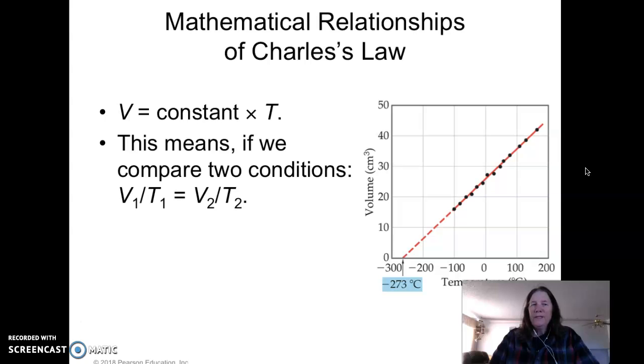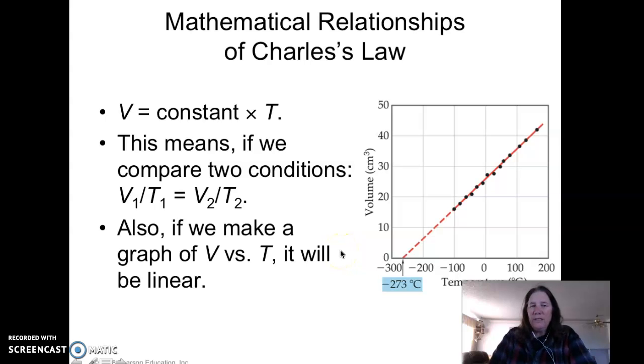Okay, so if you're looking at a formula, the volume 1 divided by the temperature 1 equals the volume 2 divided by the temperature 2. And again, you just use this formula, manipulate it till you find what you need to know. Okay, and again, the graph would be linear because it's a direct. So remember when we did Boyle's, it was down this way. That was inverse. This one's direct, so when you increase one, you increase the other.